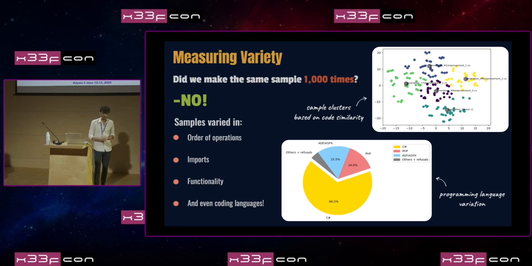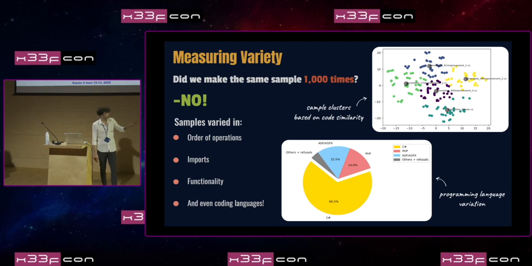There was actually surprising variance between the samples. I mean, we were taught to believe that LLMs should be deterministic when given the same prompt. So we expected to get slightly reworded copies of the same malware samples. However, there was great variance in the order of operations, in the imported functions, in the functionality and logic itself, and even in the coding language the LLM chose to implement each sample.